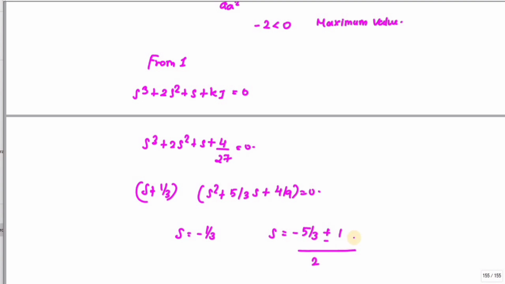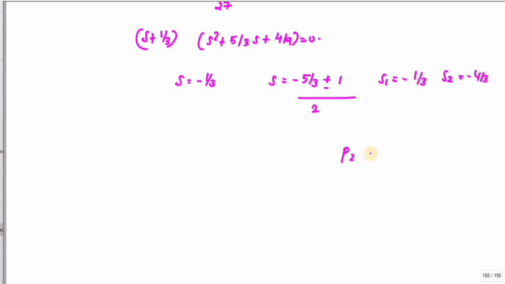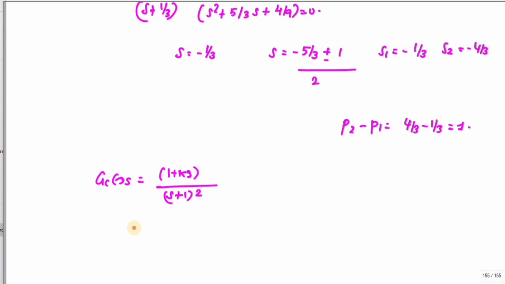So on equating both terms to 0, I will get s is equal to minus 1 by 3 and s is equal to minus 5 by 3 plus or minus 1 divided by 2. So that is nothing but s is equal to minus 4 by 3. So these are my poles. Okay. So they are asking to find P2 minus P1. So P2 is nothing but the minus S2. So P2 is equal to 4 by 3 and P1 is equal to 1 by 3. On solving, I will get the answer as 3 by 3, which is 1.